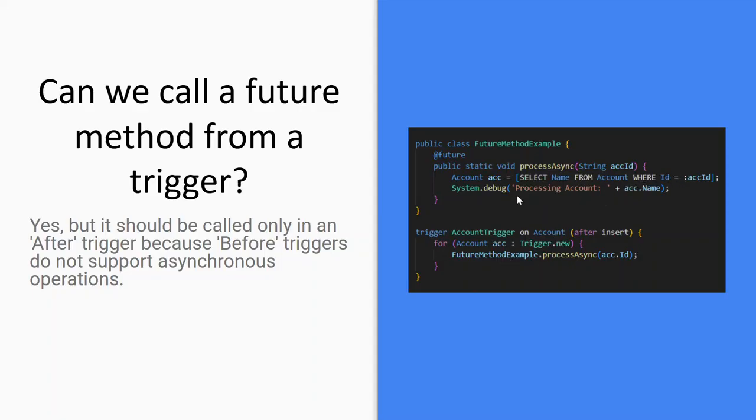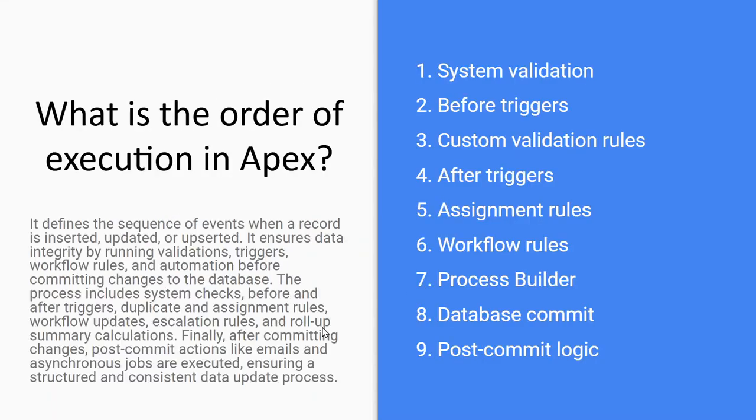As you can see, we are creating the account records and we are debugging the account name one by one. Let's move to the next question: what is the order of execution in Apex?